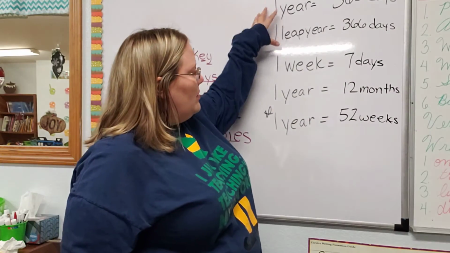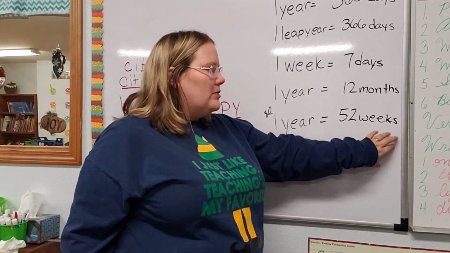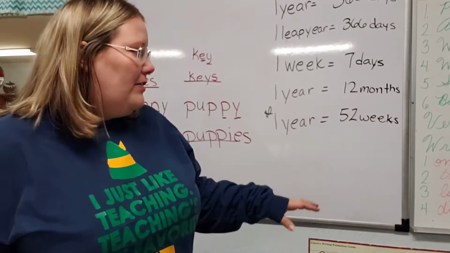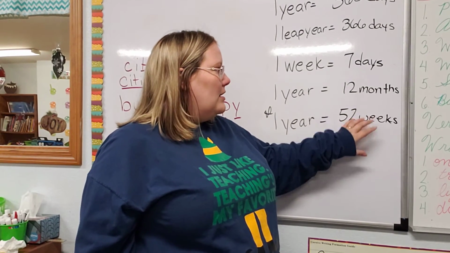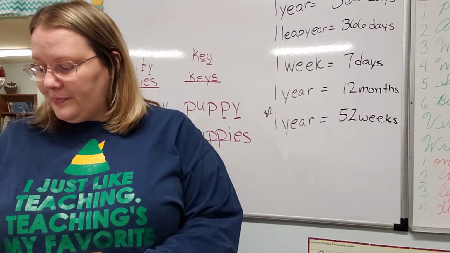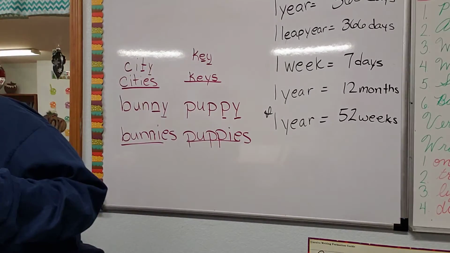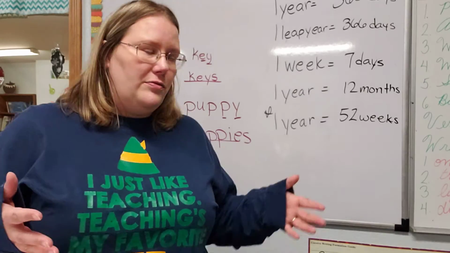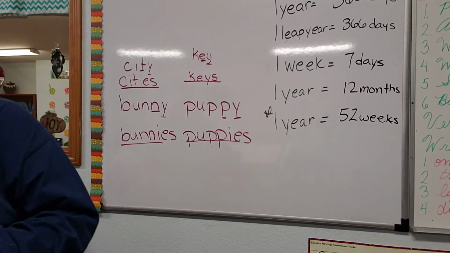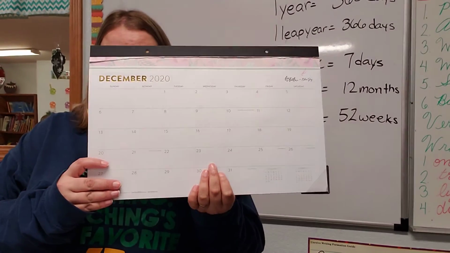So these are all ones we have to memorize. 1 year equals 52 weeks. So we have all those days, but weeks-wise, we have 52 weeks. And we've gone over our days in the week and months of the year several times. When I say 52 weeks, it's actually about 52 weeks. So on your paper today, you are going to fill out a calendar.